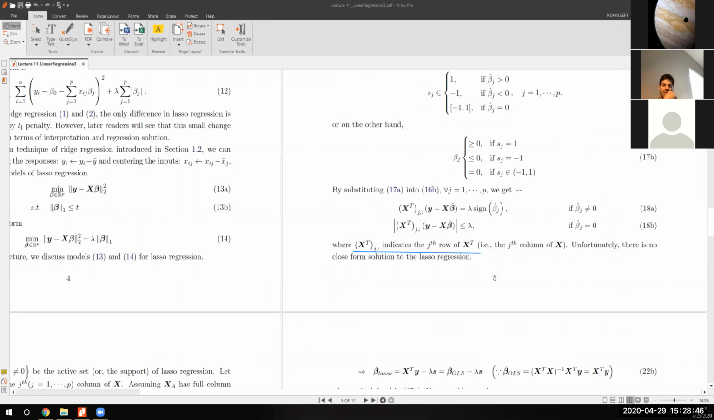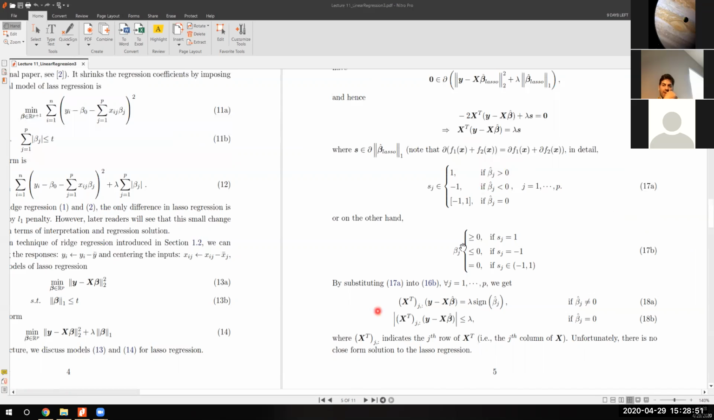And then I substitute 17a into 16. Then I have the -2 canceled. This becomes negative lambda s. Move this one to the right-hand side. Because my beta j is not equal to 0, lambda times sj equals lambda times sign of beta j hat. And then the left-hand side becomes the jth row of X transpose. And then I have this one, 18a.